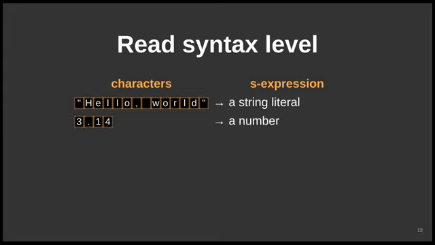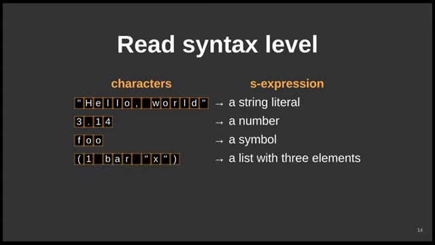The sequence of characters 3.14 instead is read as a number. The sequence of three characters FOO is read as a symbol, the symbol named foo. In Lisp, variable names and even what in other languages are keywords are indeed symbols. More interesting is the following case.